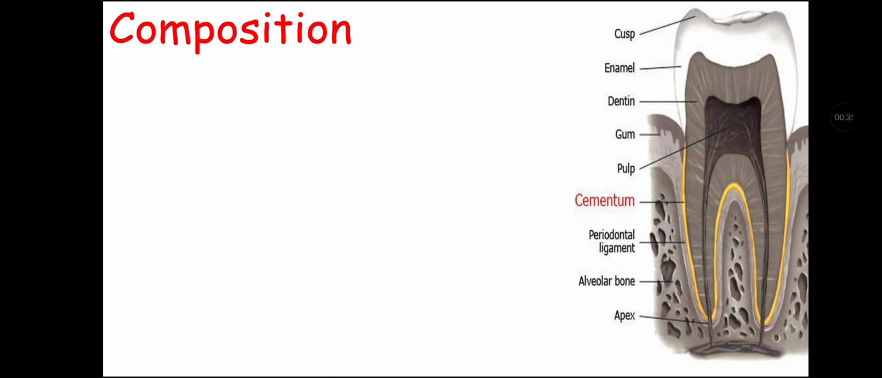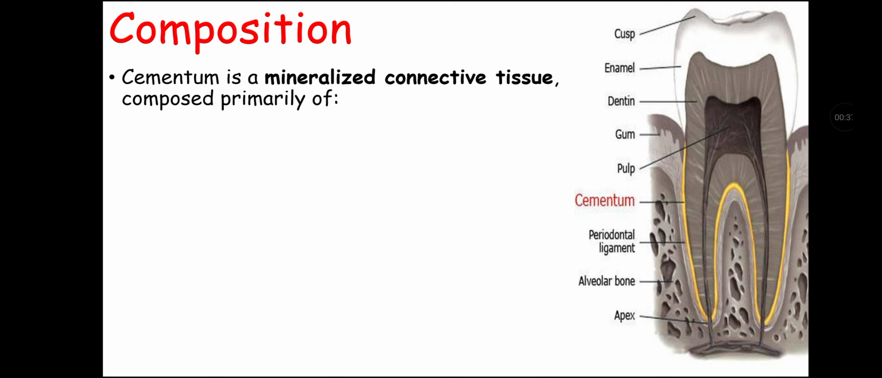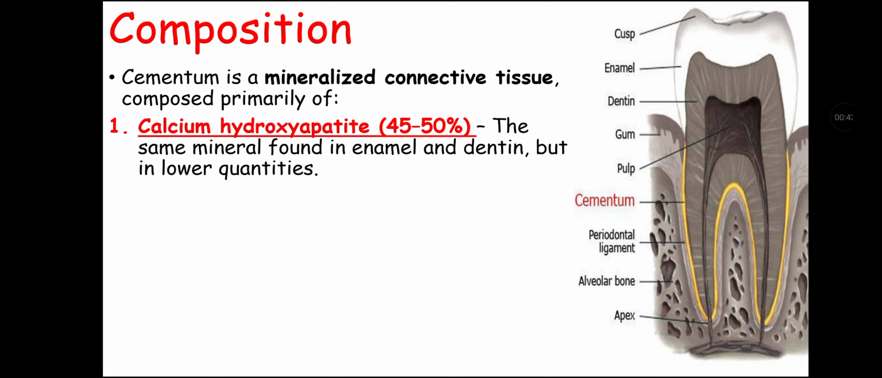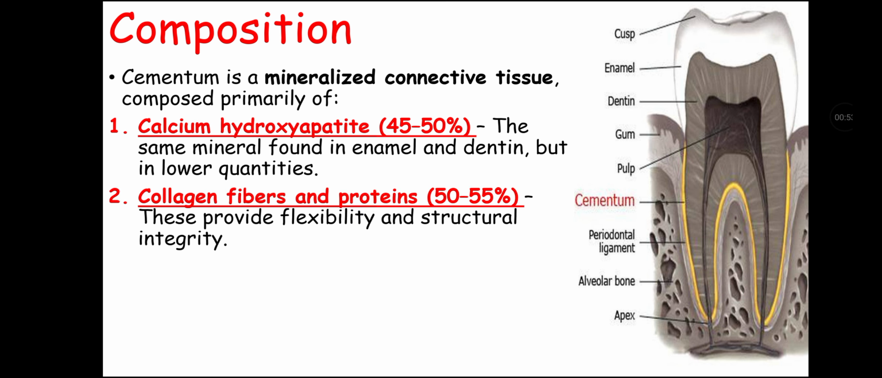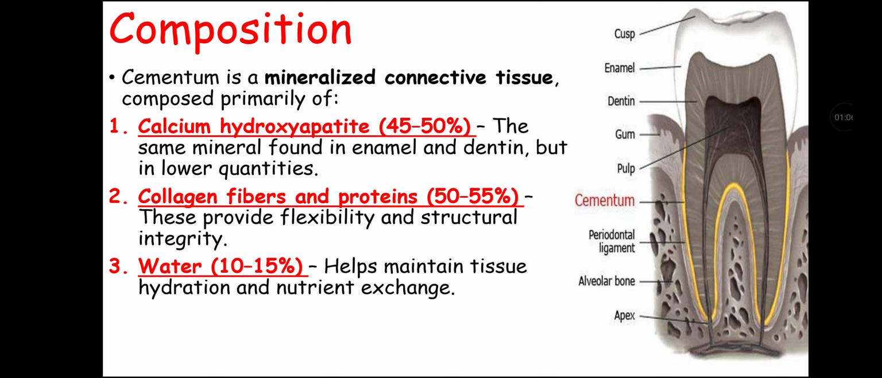Now let's talk about composition of cementum. Cementum is mineralized connective tissue composed primarily of calcium hydroxybutyrate, that is 45 to 50% of the cementum, and the same mineral found in enamel and dentine, but in lower quantities. Second, in cementum we have collagen fibers and protein, that is about 50 to 55% of cementum, and these collagen fibers and protein provide flexibility and structural integrity.